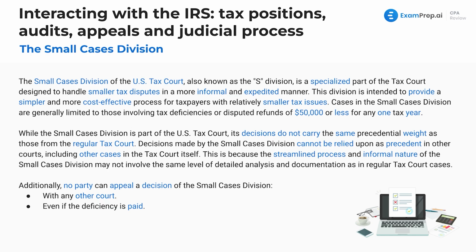Decisions made by the Small Cases Division cannot be relied upon as precedent in other courts, including other cases in the tax court itself, because the streamlined process and the informal nature of the Small Cases Division may not involve the same level of detailed analysis and documentation as in regular tax court cases. Additionally, no party can appeal a decision of the Small Cases Division with any other court, and even if the deficiency is paid, there's different rules. We're getting into the small courts. This is just what you have to follow if you're going to go through that route.